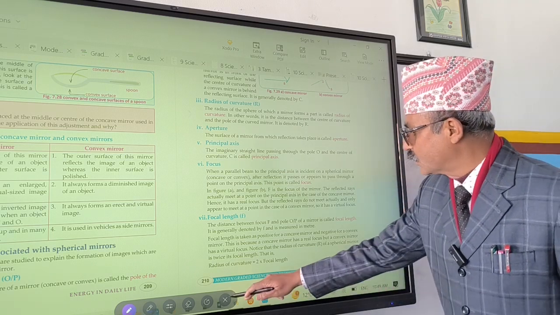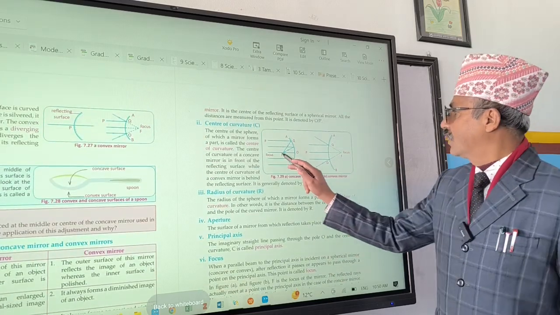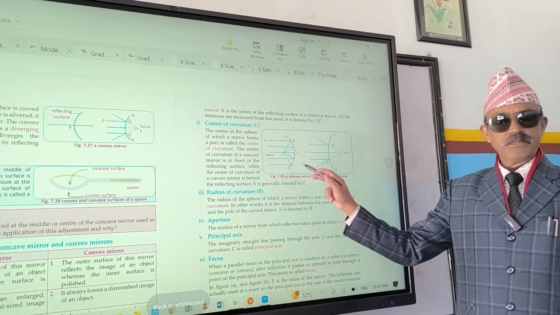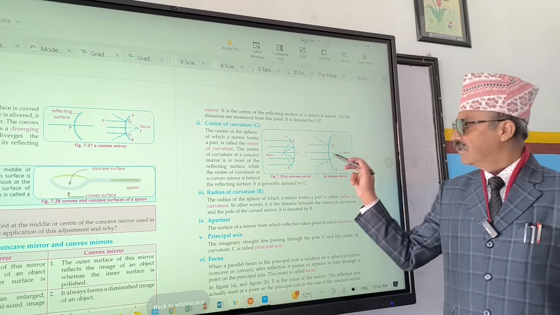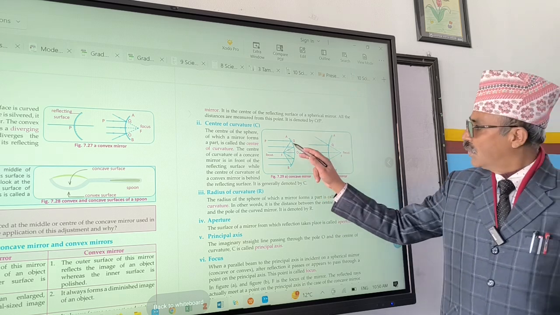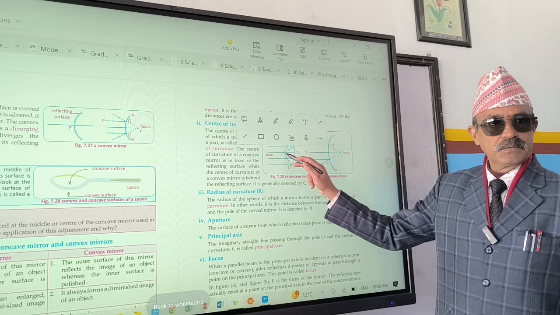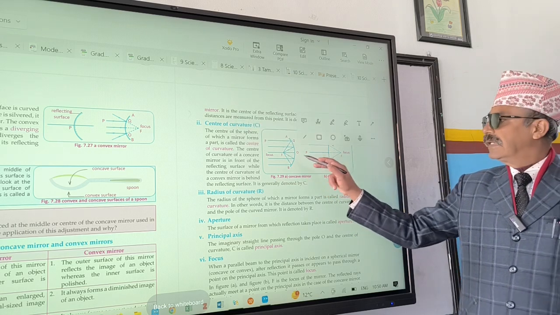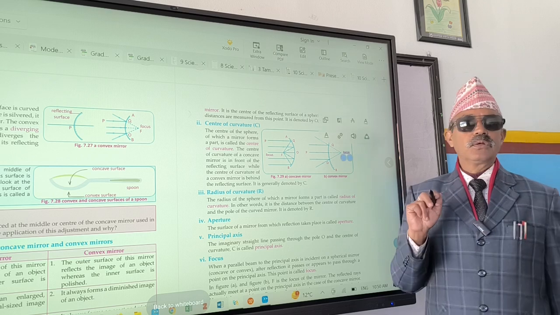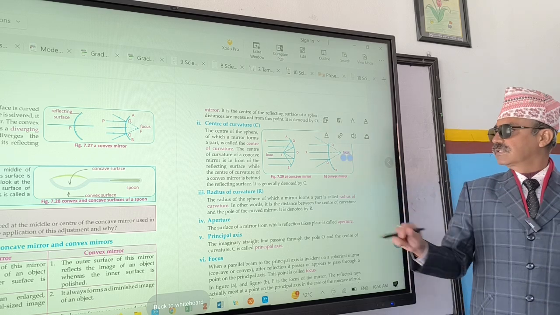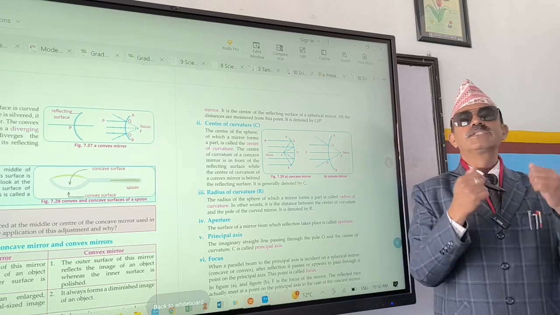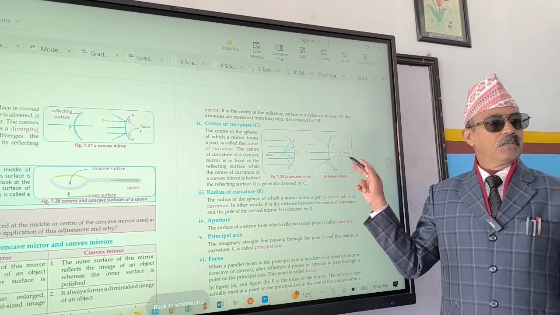Now, I'll show you here. Children, the parallel rays are striking on this surface, right? And here they are returning back. Here they are diverging. So, are they meeting in one point or not? Do they appear to meet at one point or not? So, what is this point called? Focus. So, focus is the point where reflected rays meet or appear to meet.